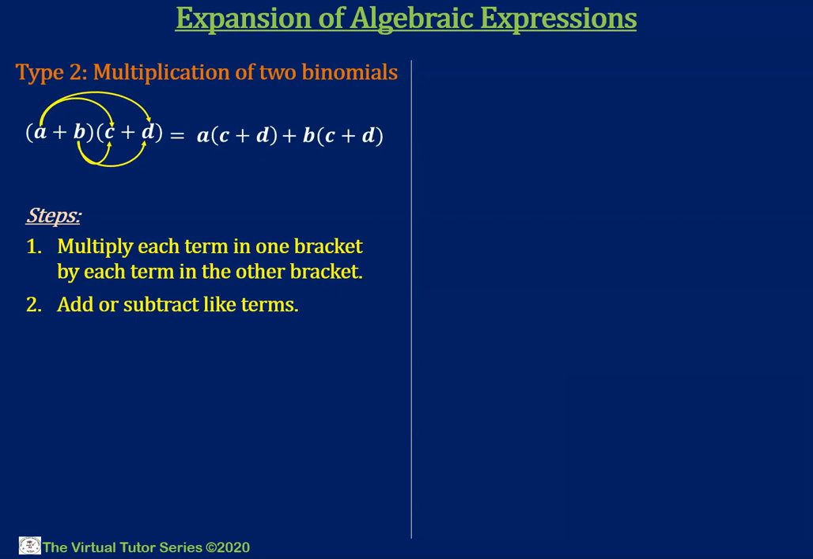A times c is ac and a times d is ad. So the first bit of the expression expands into ac + ad. Again, b times c is bc and b times d is bd. So the second bit of the expression expands into bc + bd.